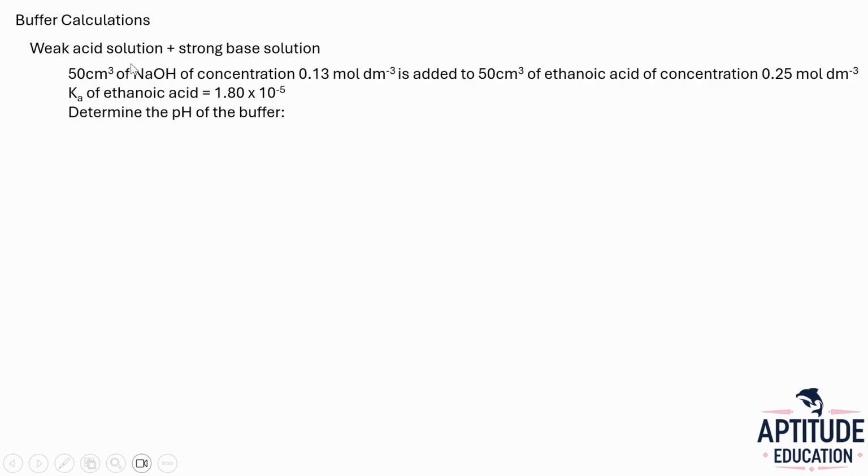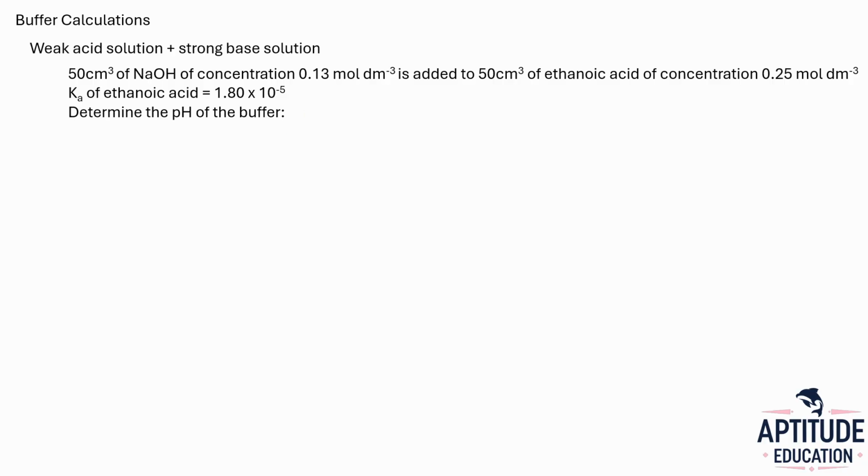In this scenario, we have a weak acid solution added to a strong base solution to form our buffer. And here we have 50 cm cubed of NaOH of concentration 0.13 moles per decimeter cubed, which is added to 50 cm cubed of ethanoic acid of concentration 0.25 moles per dm cubed. We've been given the Ka and we want to work out the pH of the buffer.